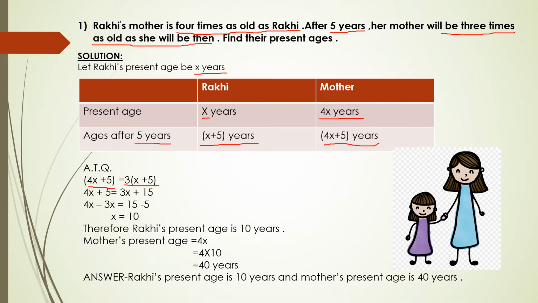Now solve the equation. You know you have done a lot of solving of equations. So you will simplify it as 4x minus 3x is equal to 15 minus 5. So x is equal to 10. Therefore, Rakhi's present age is 10 years. Now, if Rakhi's present age is 10 years, then mother's present age would be 4x, that means 4 into 10, 40 years. Your answer would be Rakhi's present age is 10 years and mother's present age is 40 years.